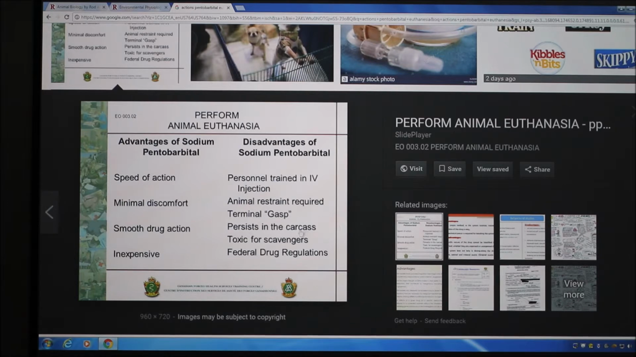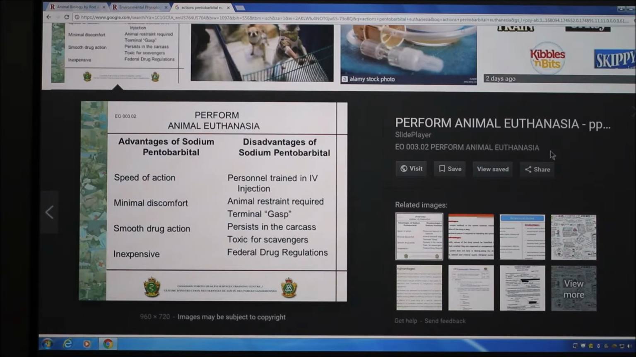Okay. Oh, look at this. Persists in the carcass. Look at that. Disadvantages: sodium pentobarbital. They don't come out and say that they're using dead dogs and cats in their dog food, but that's how you do it. That's all it is, right there. Persists in the carcass. So this whole thing about rendering, we'll try to work more on that.